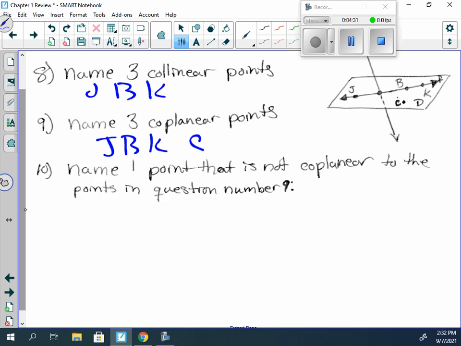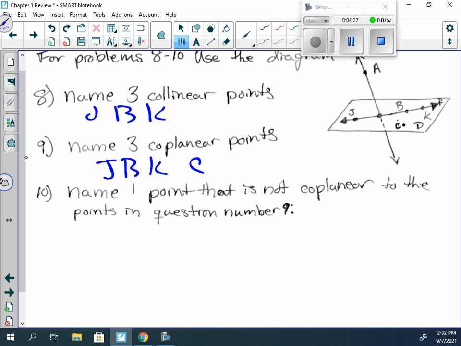Now, if we want a point that is not coplanar to the point in question number 9, we're talking about the point that is not contained within the plane, and the only point that is not contained in the plane is point A. Okay. Just A. Any other questions on this here?